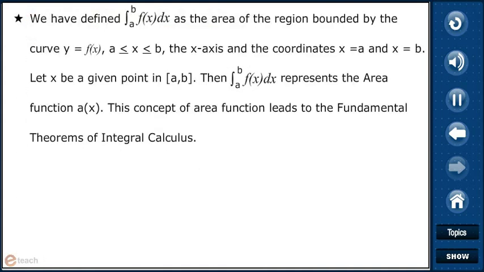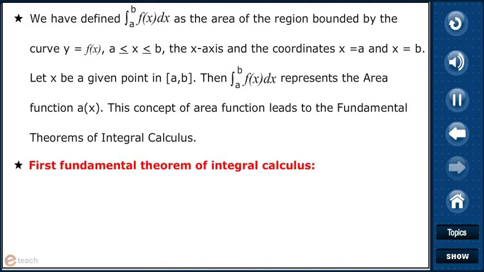We have defined integration a to b f(x) dx as the area of the region bounded by the curve y equals f(x), x between a and b, the x-axis, and the coordinates x equals a and x equals b. Let x be a point in the closed interval a comma b. Then integration f(x) dx with the limits a to x represents the area function A(x). This concept of area function leads to the fundamental theorems of integral calculus.